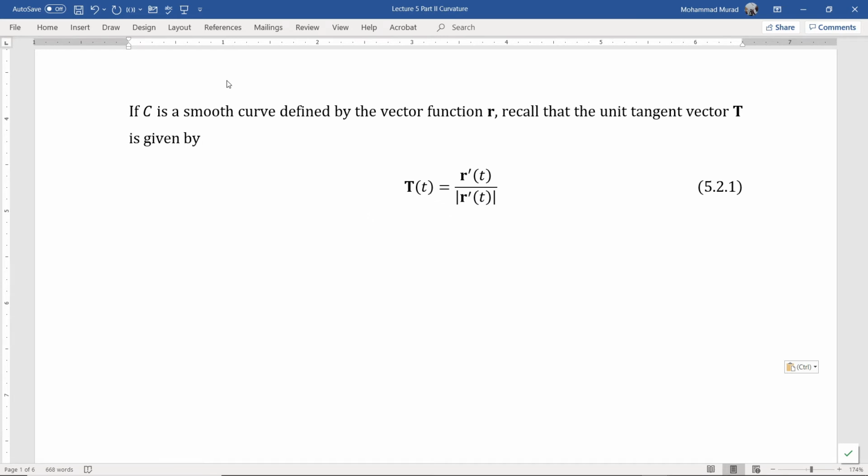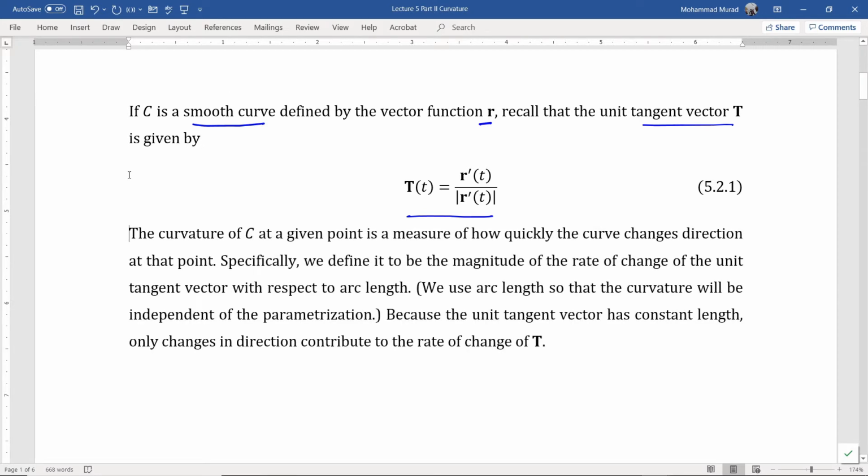If C is a smooth curve defined by the vector function r, recall that the unit tangent vector, denoted by T, is given by this equation, 5.2.1. As said before, the curvature of the curve C at a given point is a measure of how quickly the curve changes direction at that point.